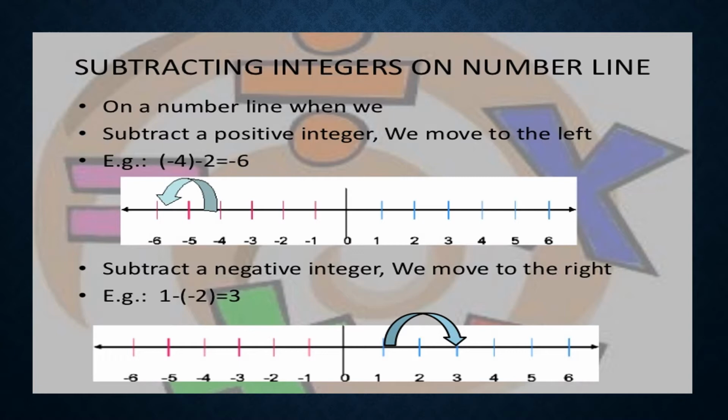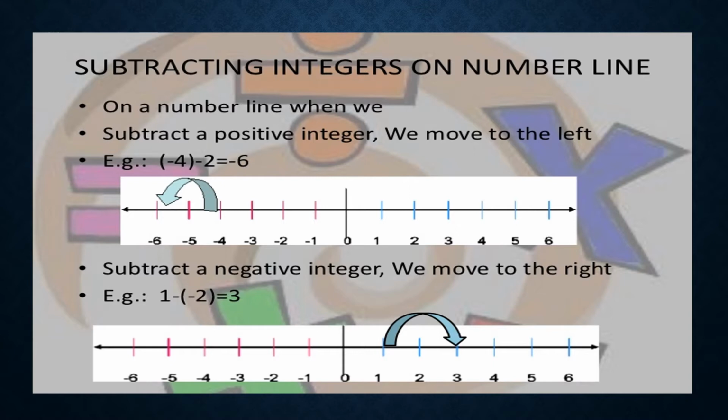Now, just to revise a few things, integers are the collection of positive numbers, neutral number and negative numbers. Positive numbers are called positive integers, negative numbers are called negative integers, and 0, which is neither positive nor negative, is called a neutral number.